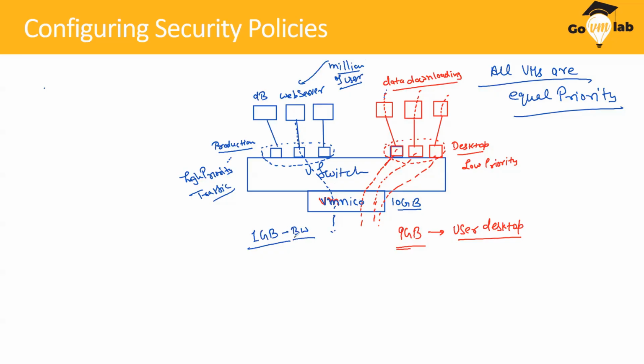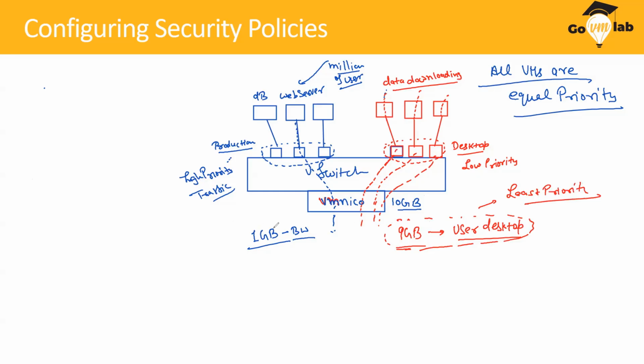Because of which, what will happen? What will be the outcome of this scenario? The outcome will be that your users who are downloading data, which is not really critical, obviously, because they are downloading some movies from an open platform, have taken 9 GB out of the 10 gigabit of bandwidth. That is consumed by the user desktops, which is your least priority traffic.